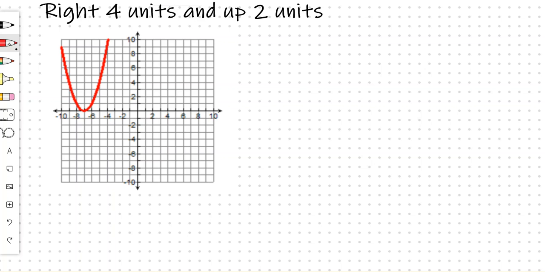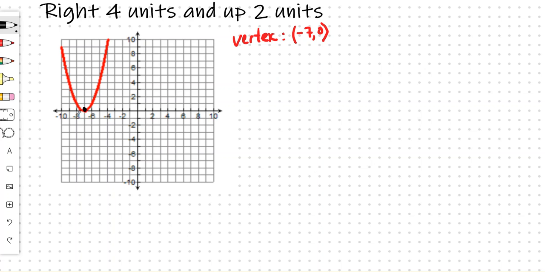Right now, if I were to find a vertex for the red graph, it would be located at the ordered point -7 on the x-axis, 0 on the y-axis. All right, so right here is where it's located. I'm going to put a black dot there so we can see it a little bit better.